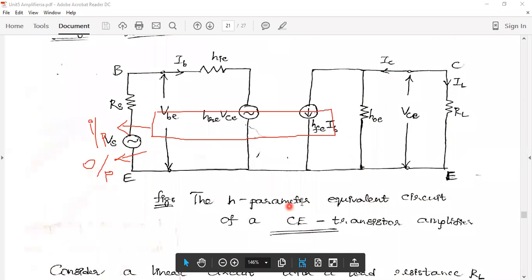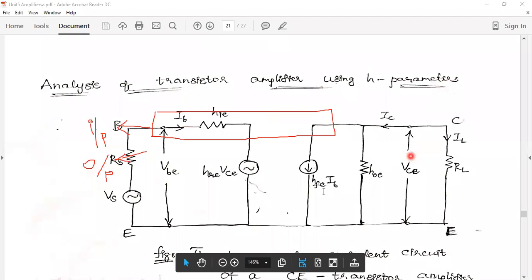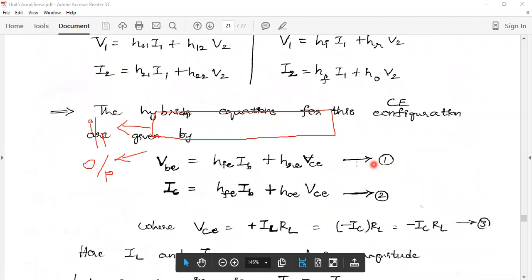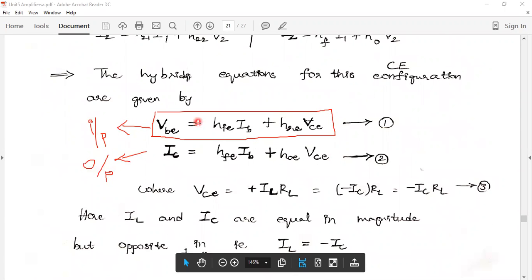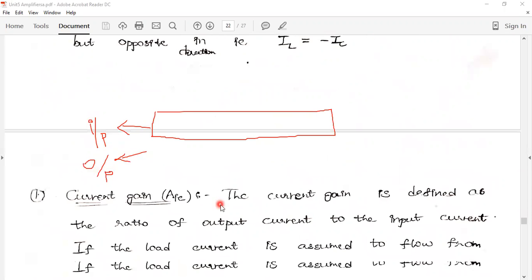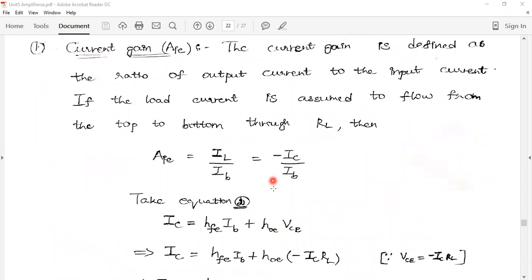IC is equal to HFE IB plus H0E VCE. This is equation 1 and this is equation 2. The first one is the input equation and the second one is the output equation. That same equation I am going to take here in the derivation part. I am going to use those equations.